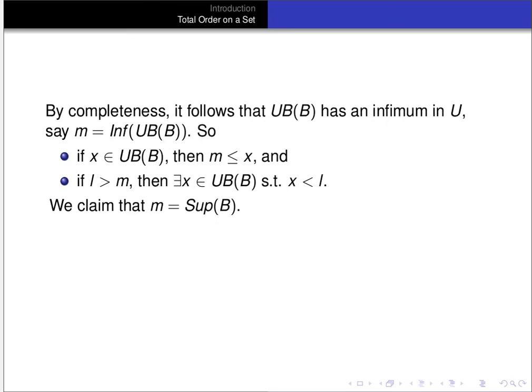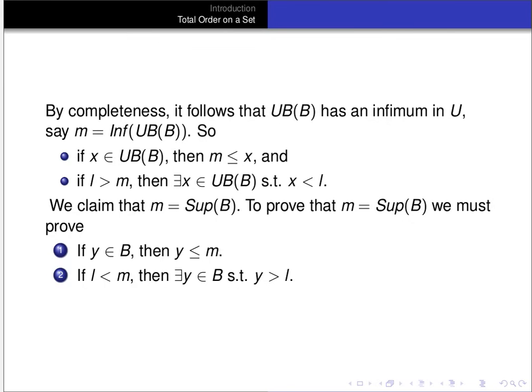All right? So we're going to claim that this is actually the supremum of B. So the infimum of the set of upper bounds of B, we claim is actually the supremum of B. All right, well, how do we prove that? Well, we got to prove two things. We have to prove that M is an upper bound of B. And not only that, we have to prove that it's the least upper bound in the sense that anything less than it is not an upper bound. So first of all, it's an upper bound: if y is in B, then y is less than or equal to M. And secondly, if L is less than M, then there's a y in B greater than L.